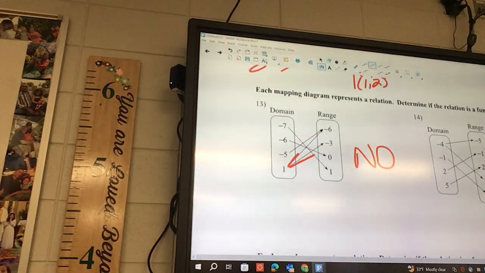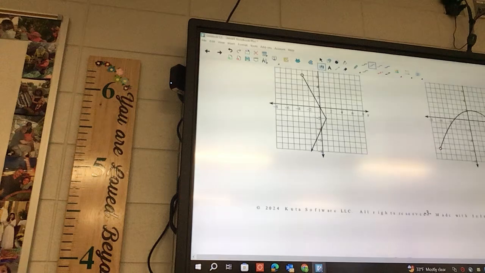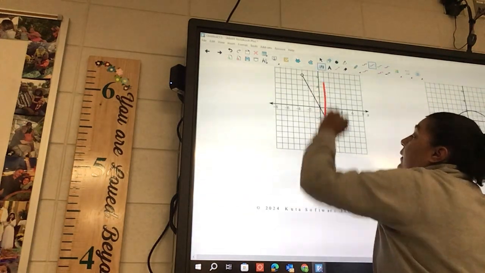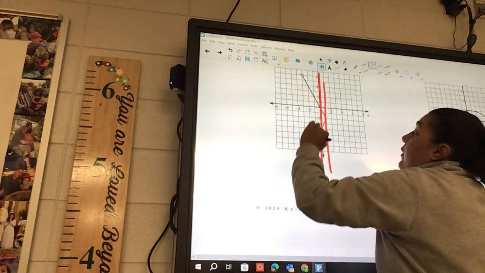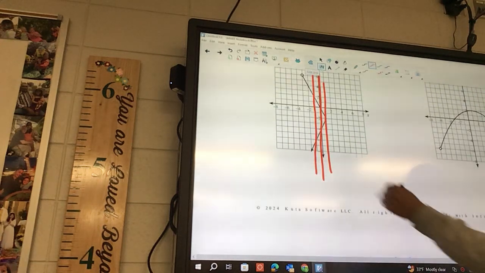Okay, 15, again, we're looking to see whether it's a function or not. We do the vertical line test. If you were to draw a vertical line going on each line, does it repeat more than once on the same line? So then is this a function? No.